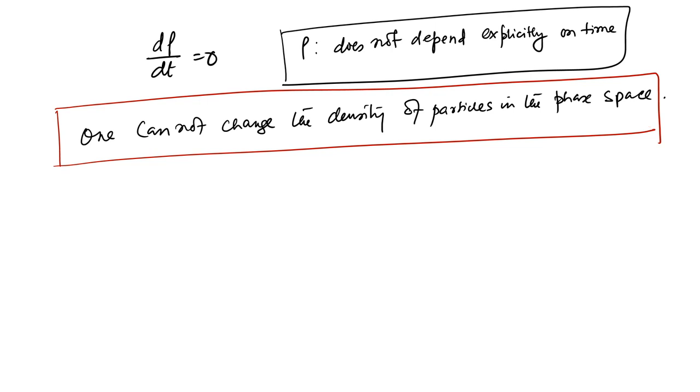So the time dependence in ρ solely enters from the q's and p's, which become time dependent. So there is no explicit dependence on time for this ρ, and wherever you take this density of particles, dρ/dt will be 0. We'll stop here and we will continue from next time onwards.